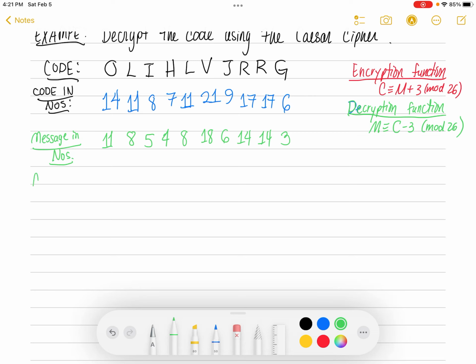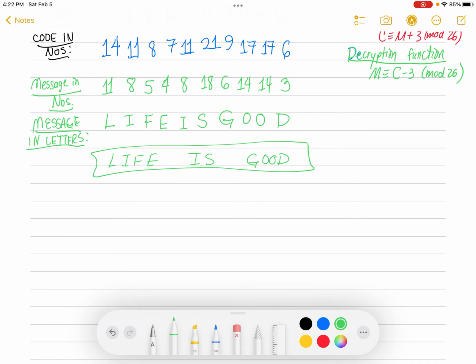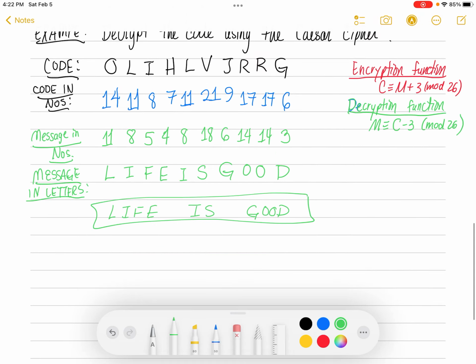So if I go back and convert my numbers to the original message in letters, well, 11 is L, 8 is I, 5 is F, 4 is E, 8 is I, 18 is S, 6 is G, 14 is O, 3 is D. So our message here is life is good. Life is good. So Caesar cipher is a shift forward by 3, and to decrypt you shift back by 3.